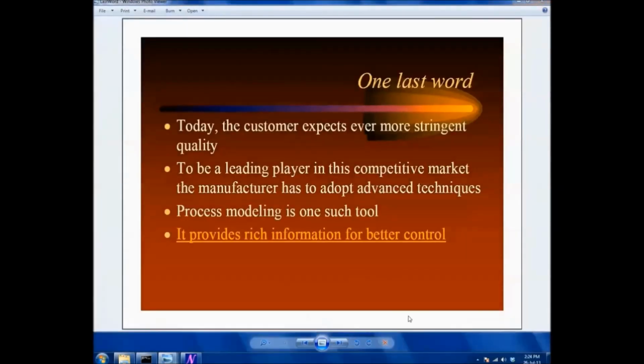So today, the customer expects ever more stringent quality, and to be a leading player in this competitive market, the manufacturer has to adopt advanced techniques. Process modeling is one such tool. It provides rich information for better control. Combined with the practical wisdom of the industry leaders, we hope to increase the competitiveness of the Indian heat treating industry across the countries.